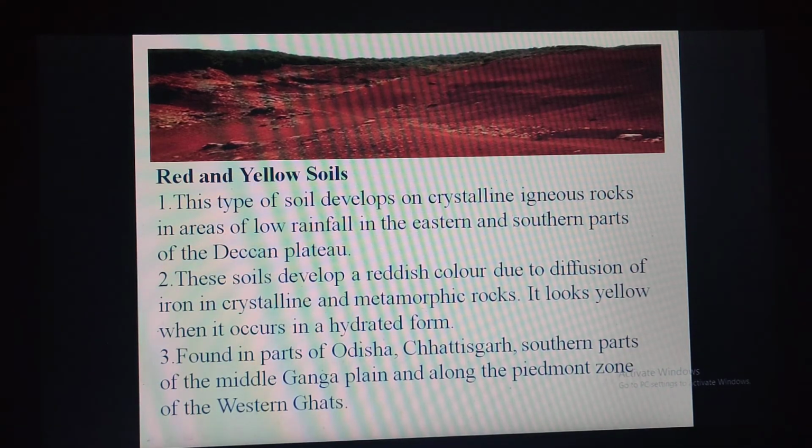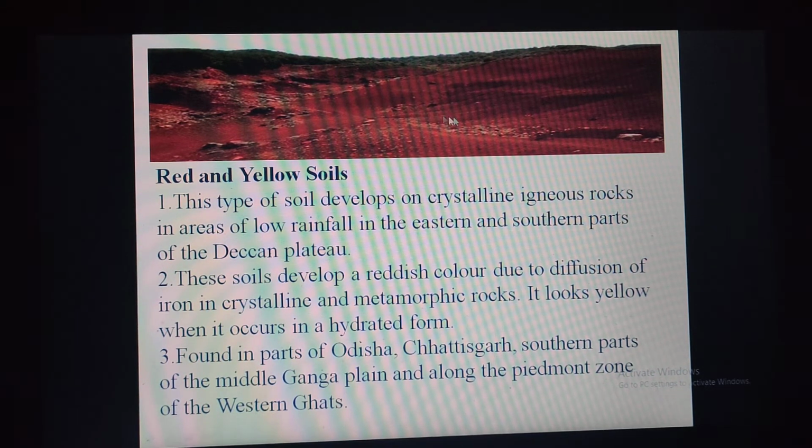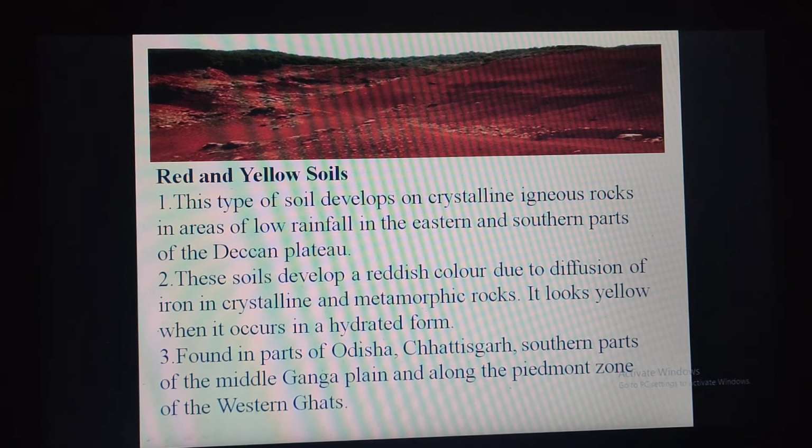Let us move forward. Third, we are going to learn about red and yellow soil. Here you can see in the picture. This type of soil develops on crystalline igneous rock in areas of low rainfall in the eastern and southern parts of the Deccan Plateau.